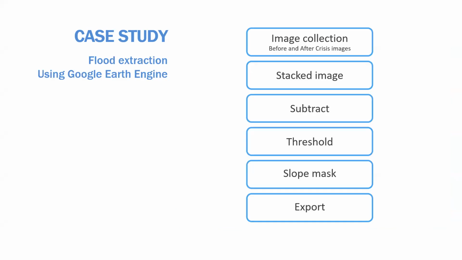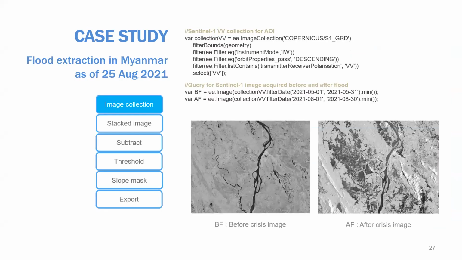This is the overall step that I follow using Google Earth Engine. So for the flood extraction, I'm using 25 August Sentinel-1. You may already be familiar with the coding here. This first step is just gathering a bunch of satellite imagery, before and after.